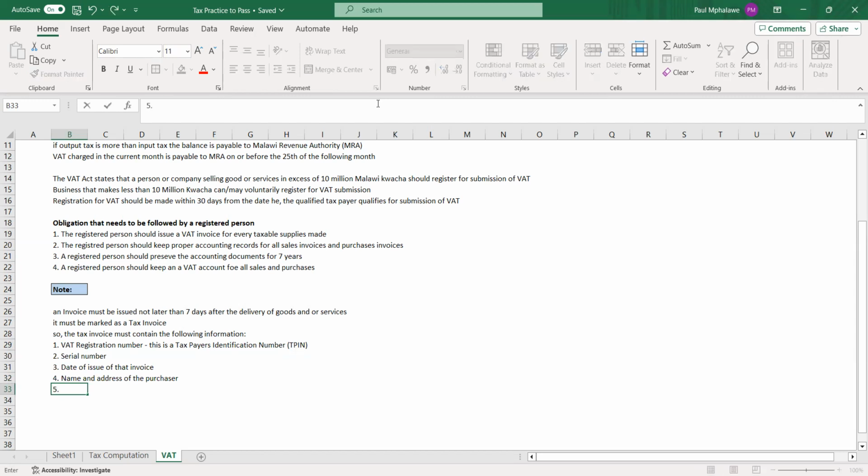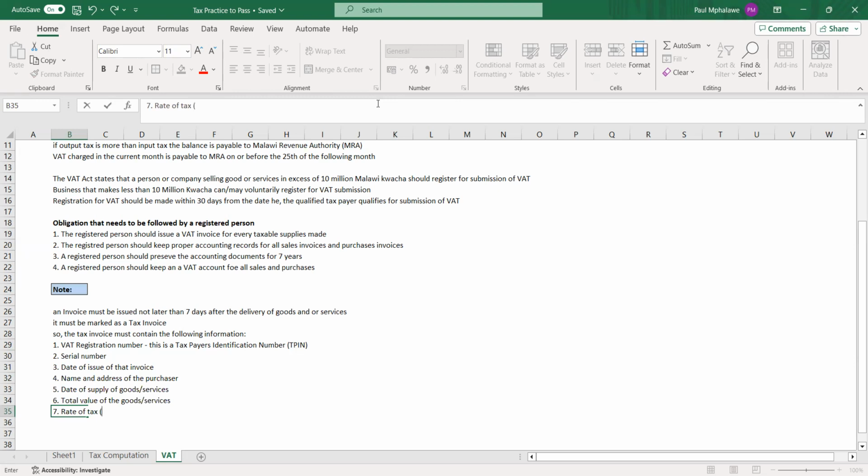Number five, a tax invoice should have date of supply of goods. Date of supply of goods or services. Number six, the tax invoice should have total value of the goods. Total value of the goods and services. Number seven, a tax invoice should have the rate of tax.